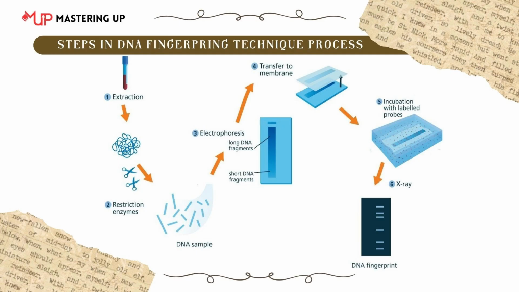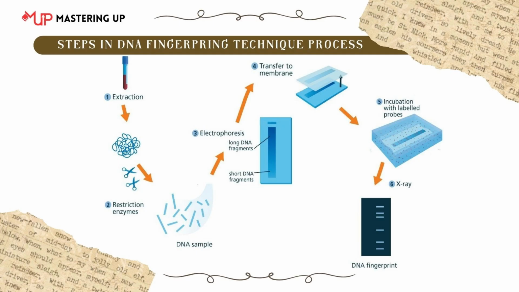The second step involves DNA extraction. Next, the DNA is extracted from the cells using chemical or enzymatic processes. This isolates pure DNA for further analysis. DNA fragmentation. The extracted DNA is then cut into smaller fragments using restriction enzymes. These enzymes recognize specific sequences and create a unique pattern of DNA fragments.